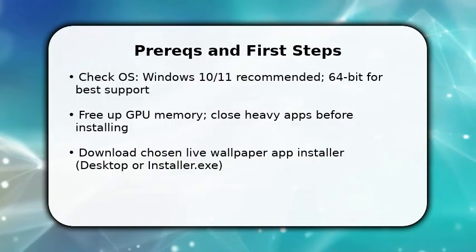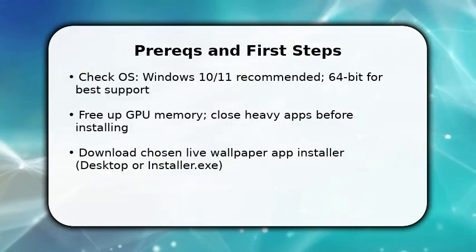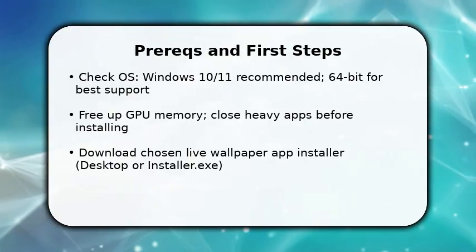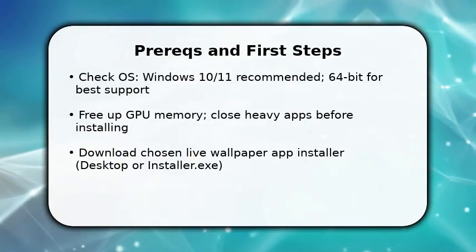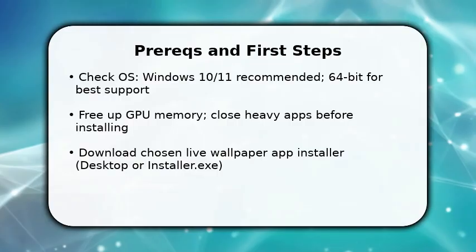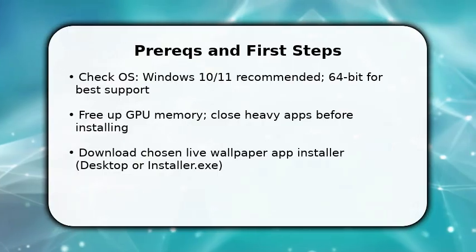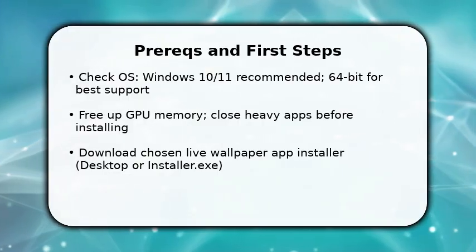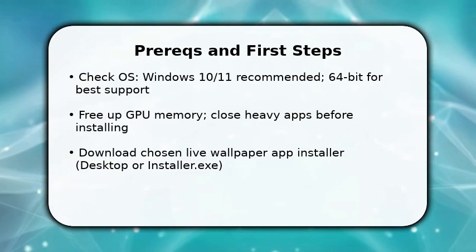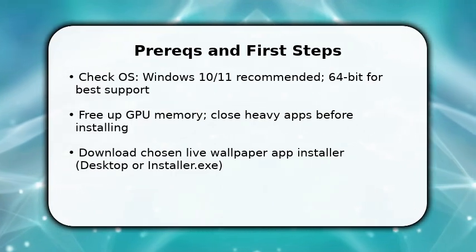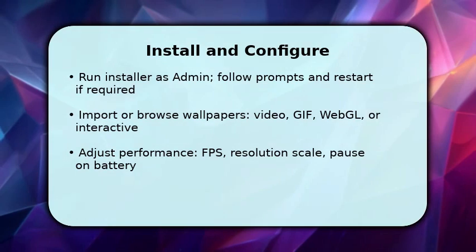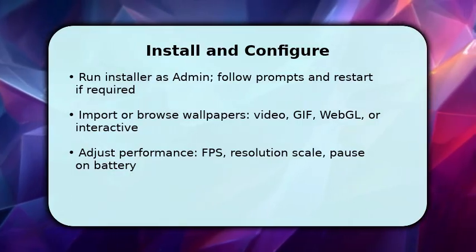Next, download the installer for a reputable live wallpaper app. Make sure you pick the desktop-compatible build rather than a mobile port. During installation, accept necessary permissions and let the installer add the app to startup if you want wallpaper active at boot. This gets you into the app quickly and reliably. Run the installer with admin rights and follow prompts. Restart if the app requests it.